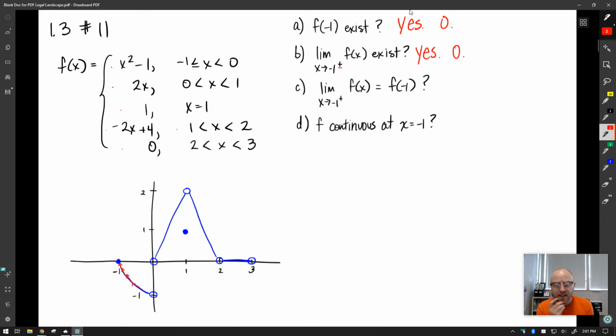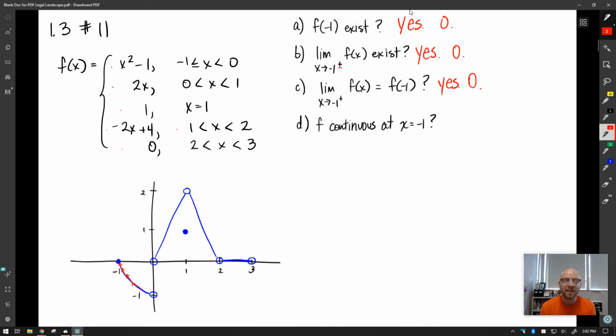Part C is basically the question, are A and B the same value? Does the limit as x approaches -1 from the right of the function equal f of -1? And this answer is also yes, because we've made the notes to ourselves that here we have 0 in A, 0 in B, and we're going to say, yeah, that's a 0 in part C.